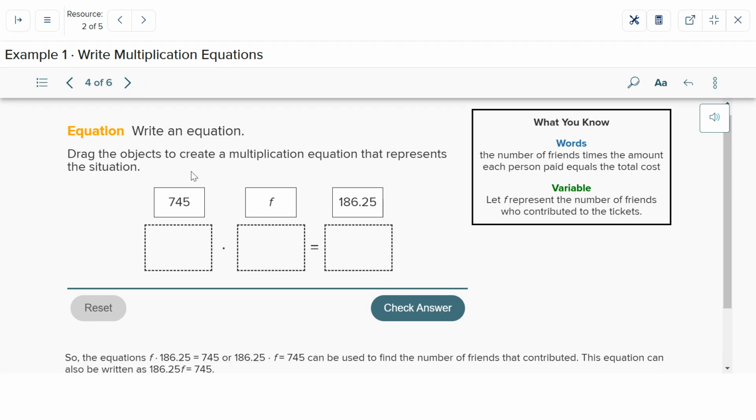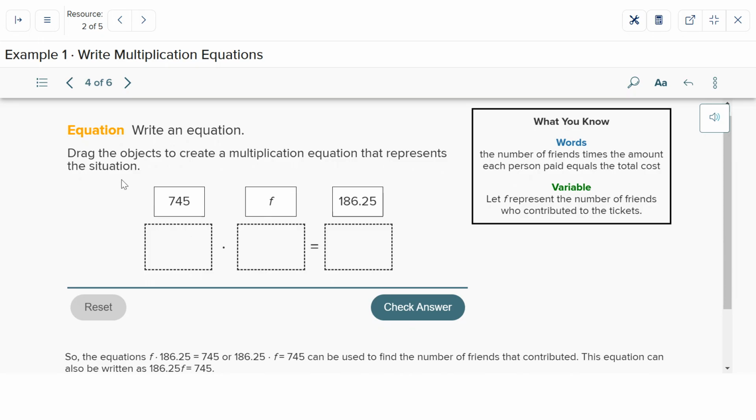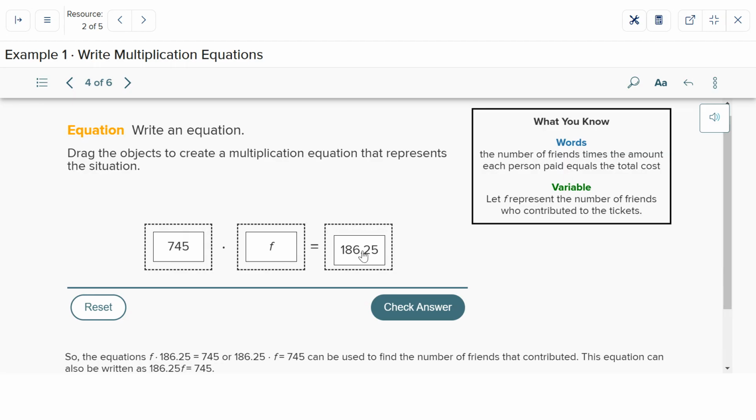We're going to do this by dragging. I believe that this is either filled in for you or you can write it. So this was the total cost. This is the number of friends, and this is how much they each paid. That's our total. This is how much each person paid, and this is representing each person. So the number of people paid this much, so those are going to be multiplied to give us our total. Now technically you could have put the f first and the 186 second in this format. That would have been fine.